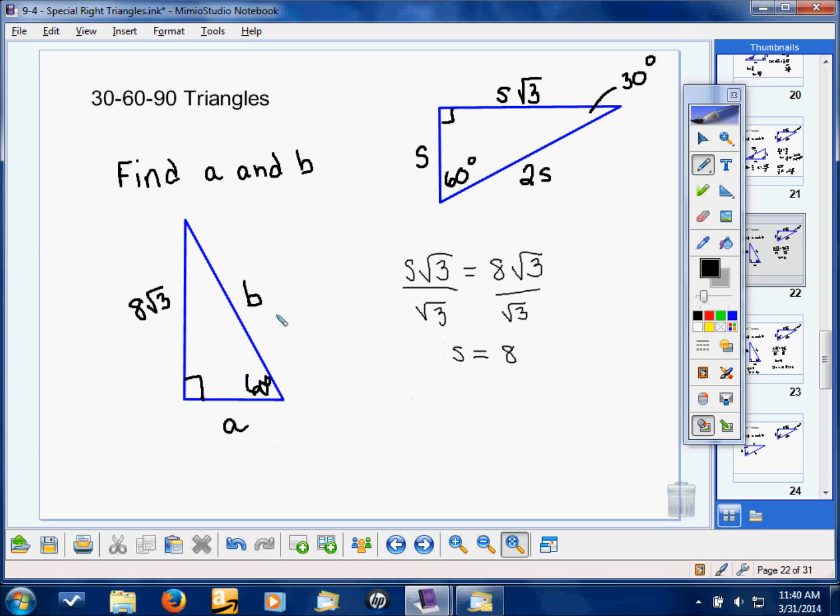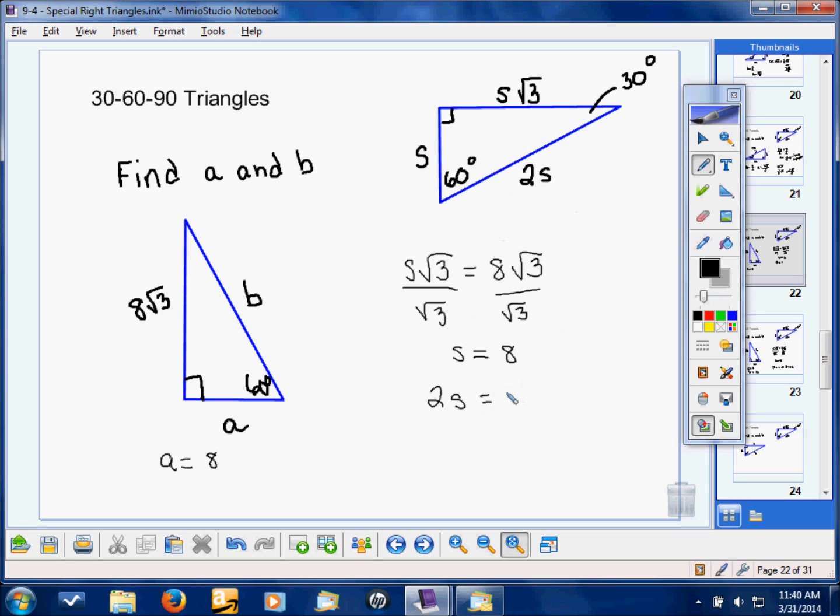So out of A and B, Grace, which one is 8? A or B? A. A, good. So A is 8. Then once you have that, it makes B very easy to find, because what side, Rebecca, have we not used yet on this? 2s. So how much is 2s for this one?